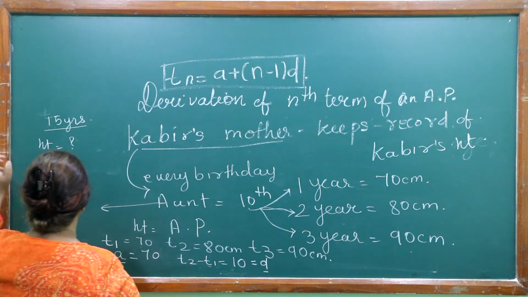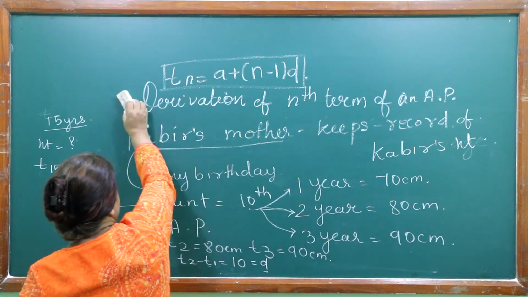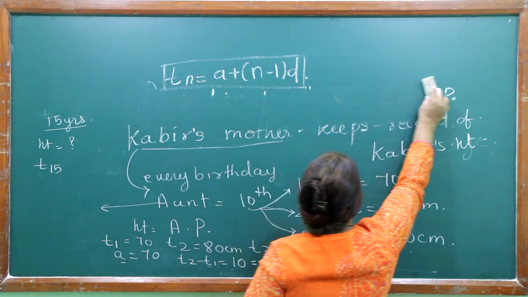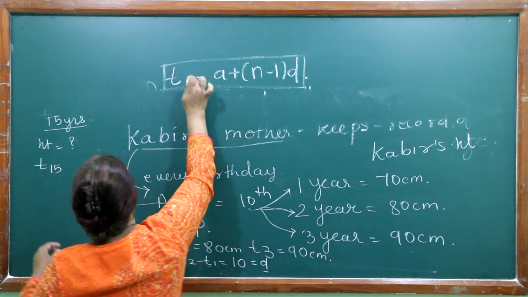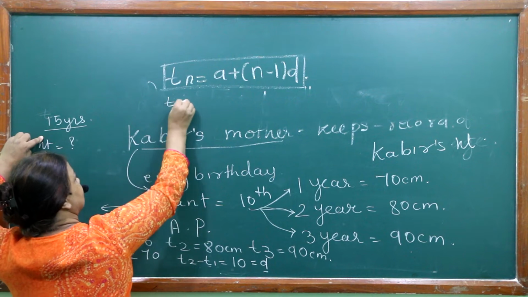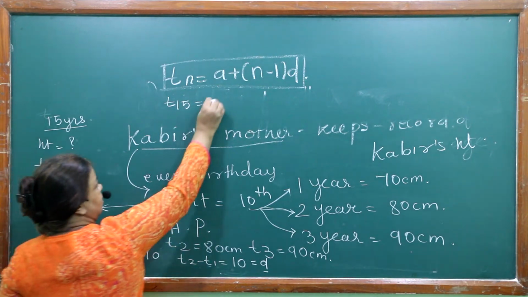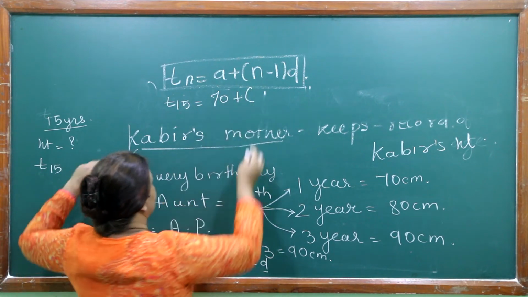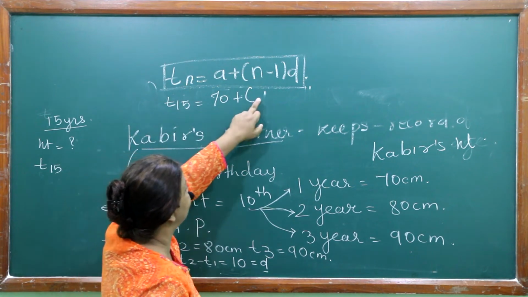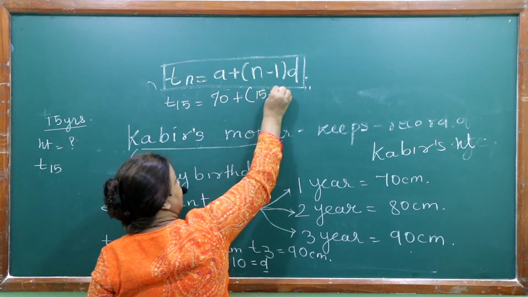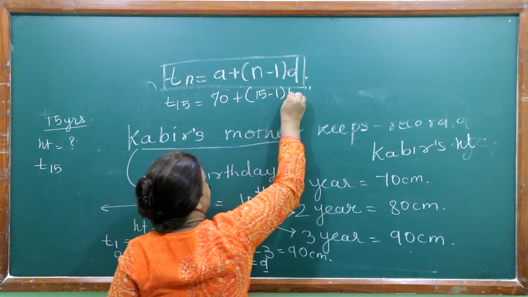So by placing the value, we can get here. See, this is the formula which already was written. If I place the value, what do I get? Tn means T15. A. What is A? A is 70 plus. What is N? Here is N and here is also N. So if here it is 15, N will be 15 here. Minus 1. D. What is value of D? 10, correct?